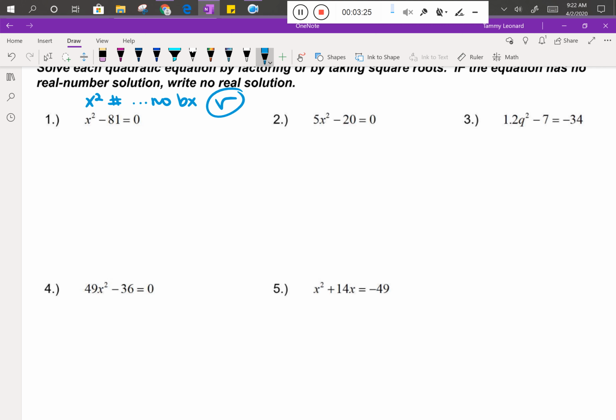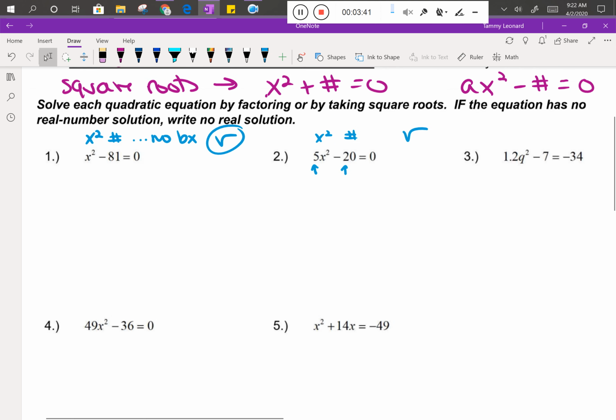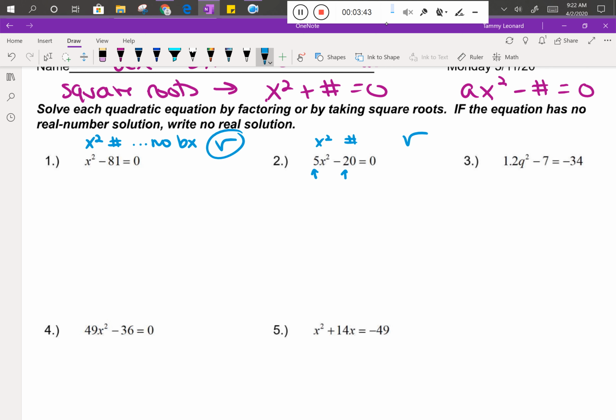Let's look at number 2. Again, I have an x squared term and a number. I can probably do this one by solving by square roots, but I'm noticing something. Notice that the 5 and the 20, those have a GCF. So I'm going to be able to solve by square roots, but first I might want to take out a GCF. It's not necessarily required. So we'll do that one together today so that I can show you both options.